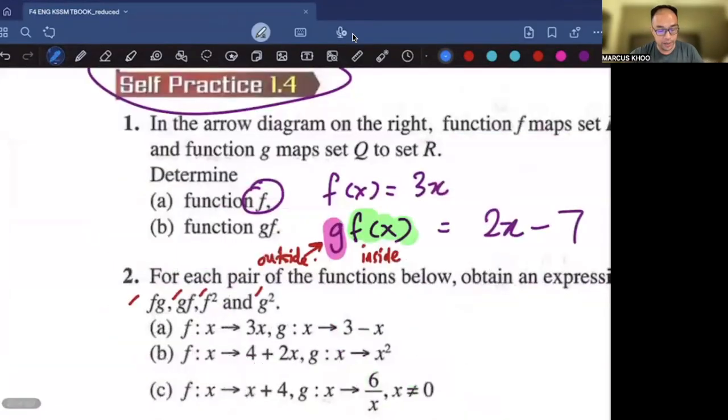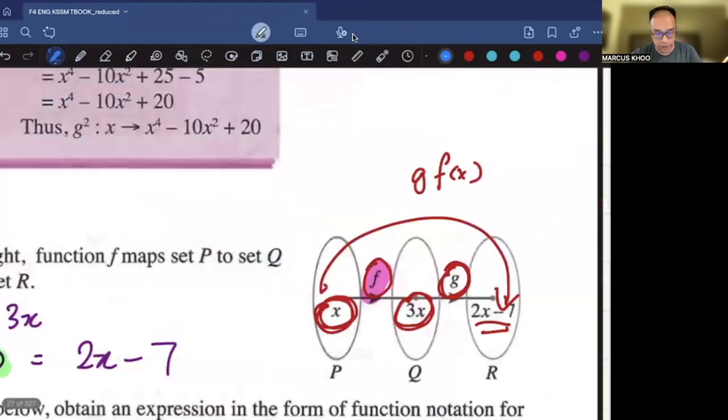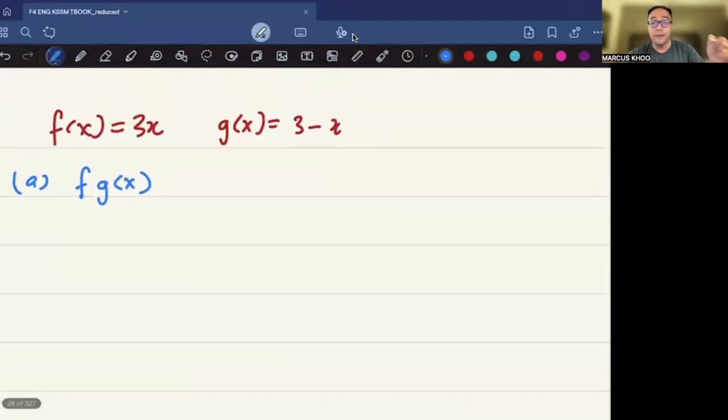Then fg, gf, f squared, g squared. Okay, so let's start with fg(x). Let me write it in different colors so it's easier for you to see. I'm going to put g(x) as purple.